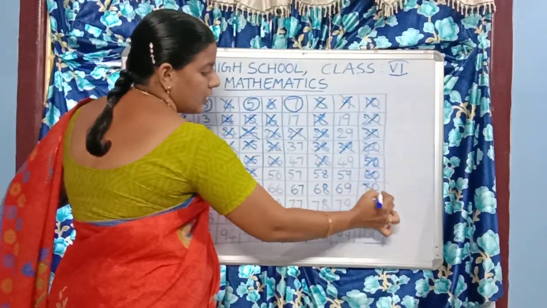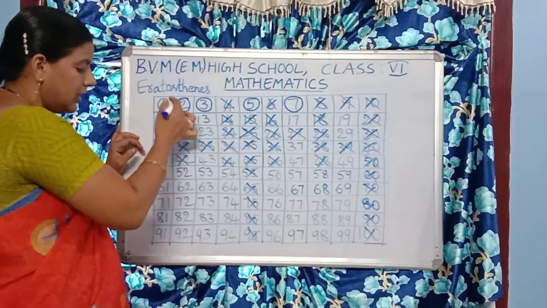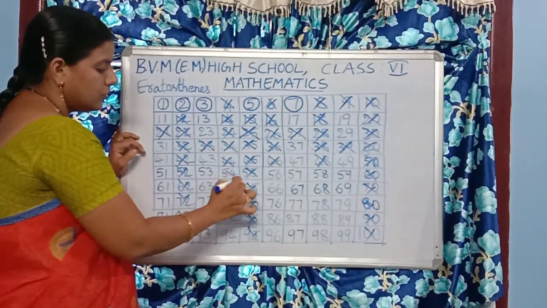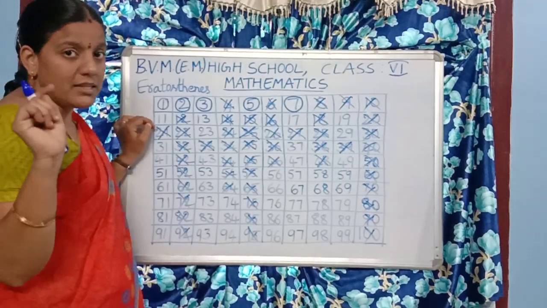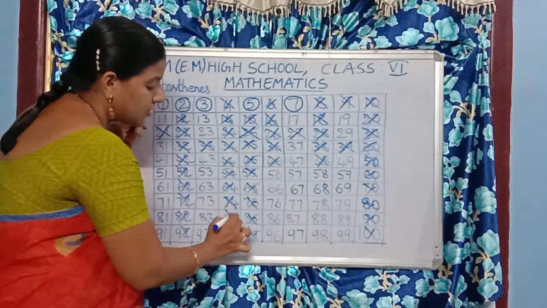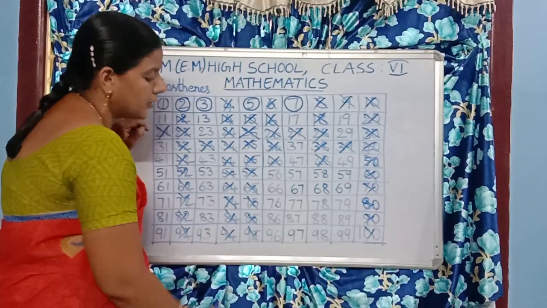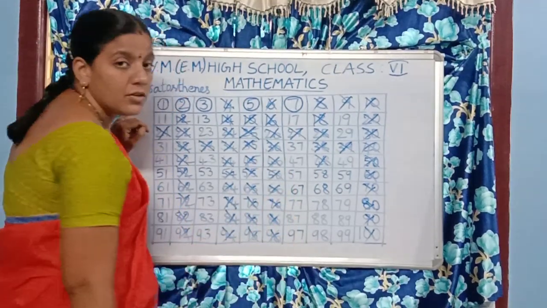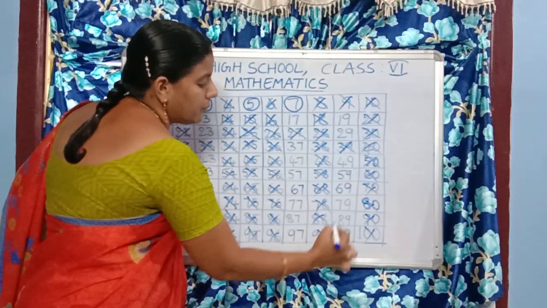Here, tens. Okay, here the multiples of 2. The ones place 2. They are the multiples of 2. And the ones place 4. Units place 4. Units place 6. They are the multiples of 2. That's why cross out all of them.